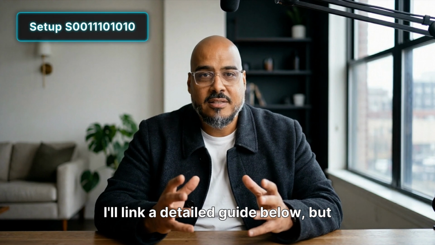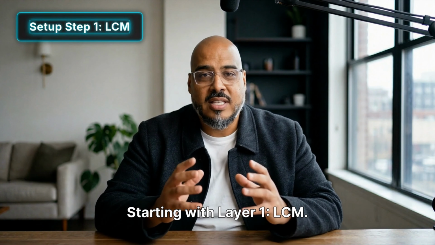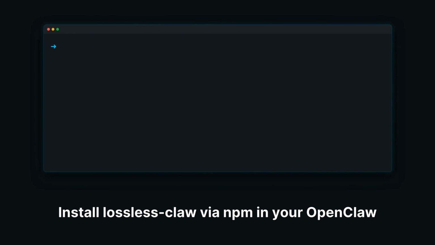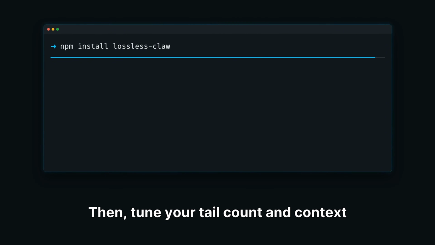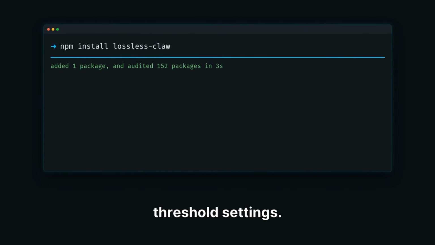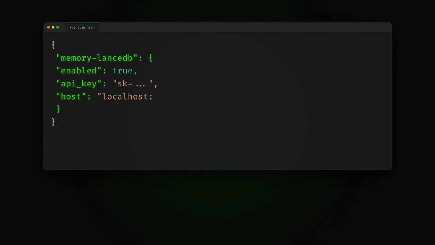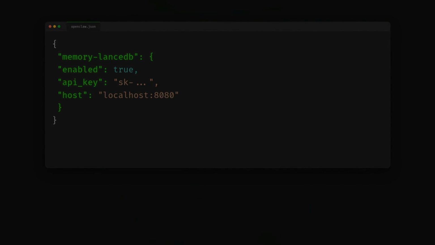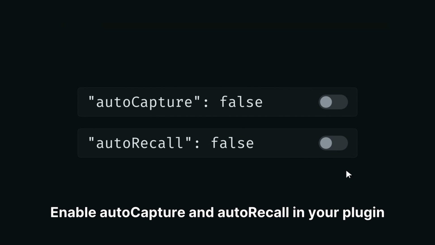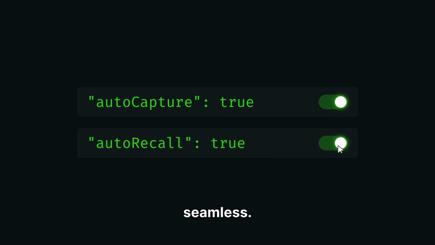I'll link a detailed guide below, but here's the high-level setup. Starting with Layer 1, LCM. Install Lossless Claw via NPM in your OpenClaw extensions. Then tune your tail count and context threshold settings. For Layer 2, LanceDB, install the Memory LanceDB plugin. You'll need an OpenAI API key for your embeddings. Enable auto capture and auto recall in your plugin config to make the memory automatic and seamless.